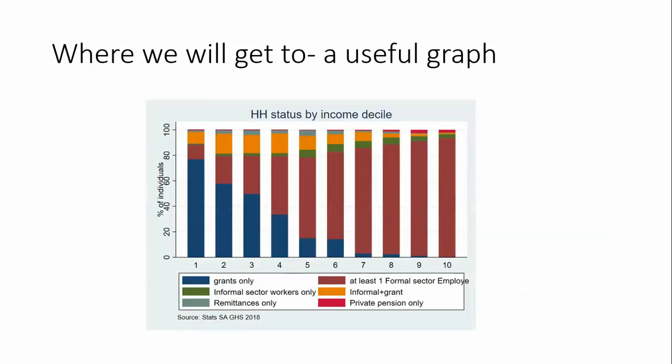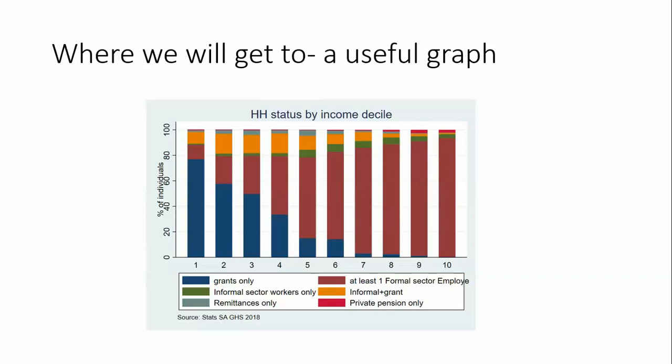Okay, so at the end of this webinar, I want to get you to the place where you can draw one graph, and that's this one here on the screen. It shows household income decile 1 to 10 on the x-axis, 1 being the poorest 10% of people as determined by their per capita income in their household, and 10 being the richest. The y-axis is the percentage of individuals within each decile.